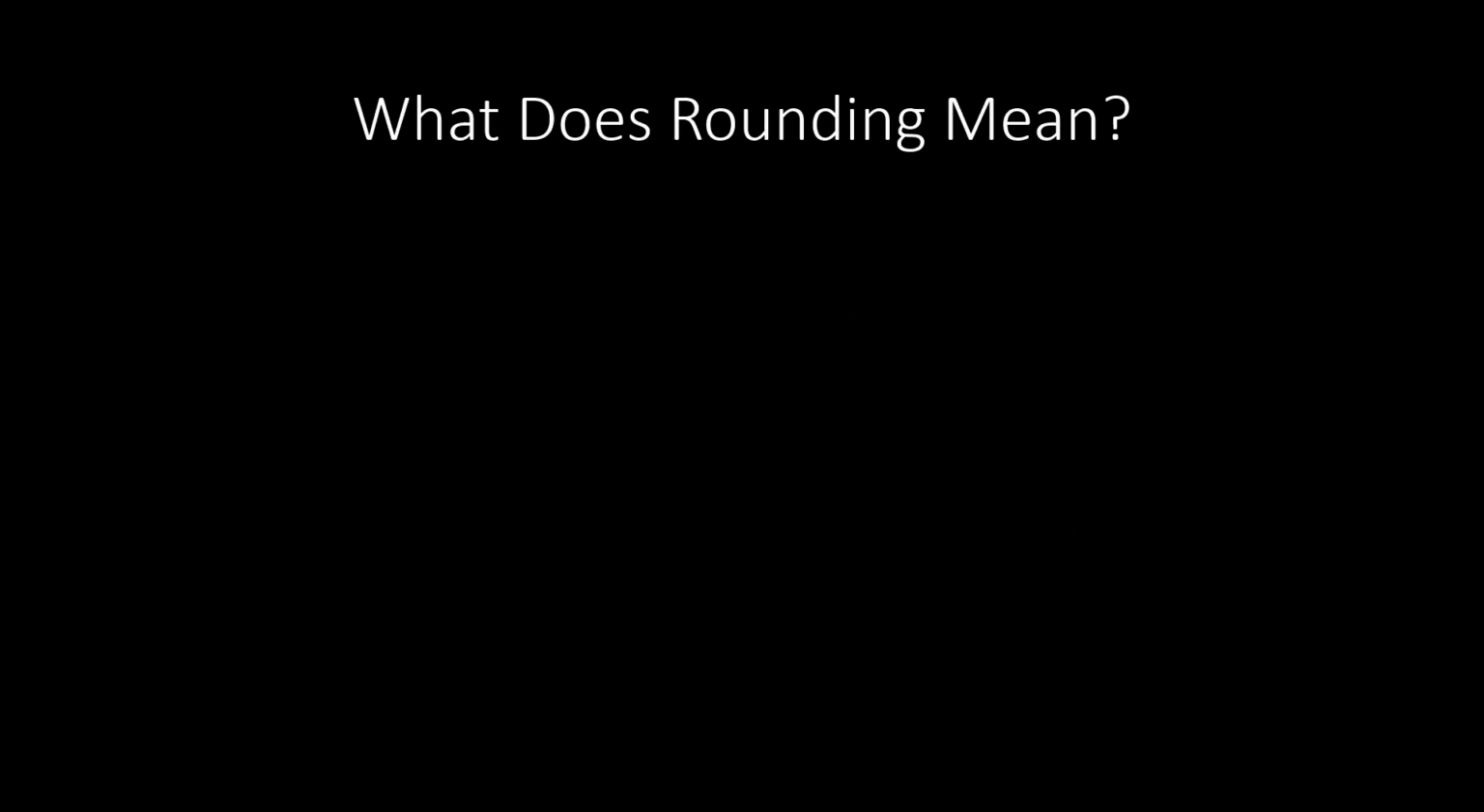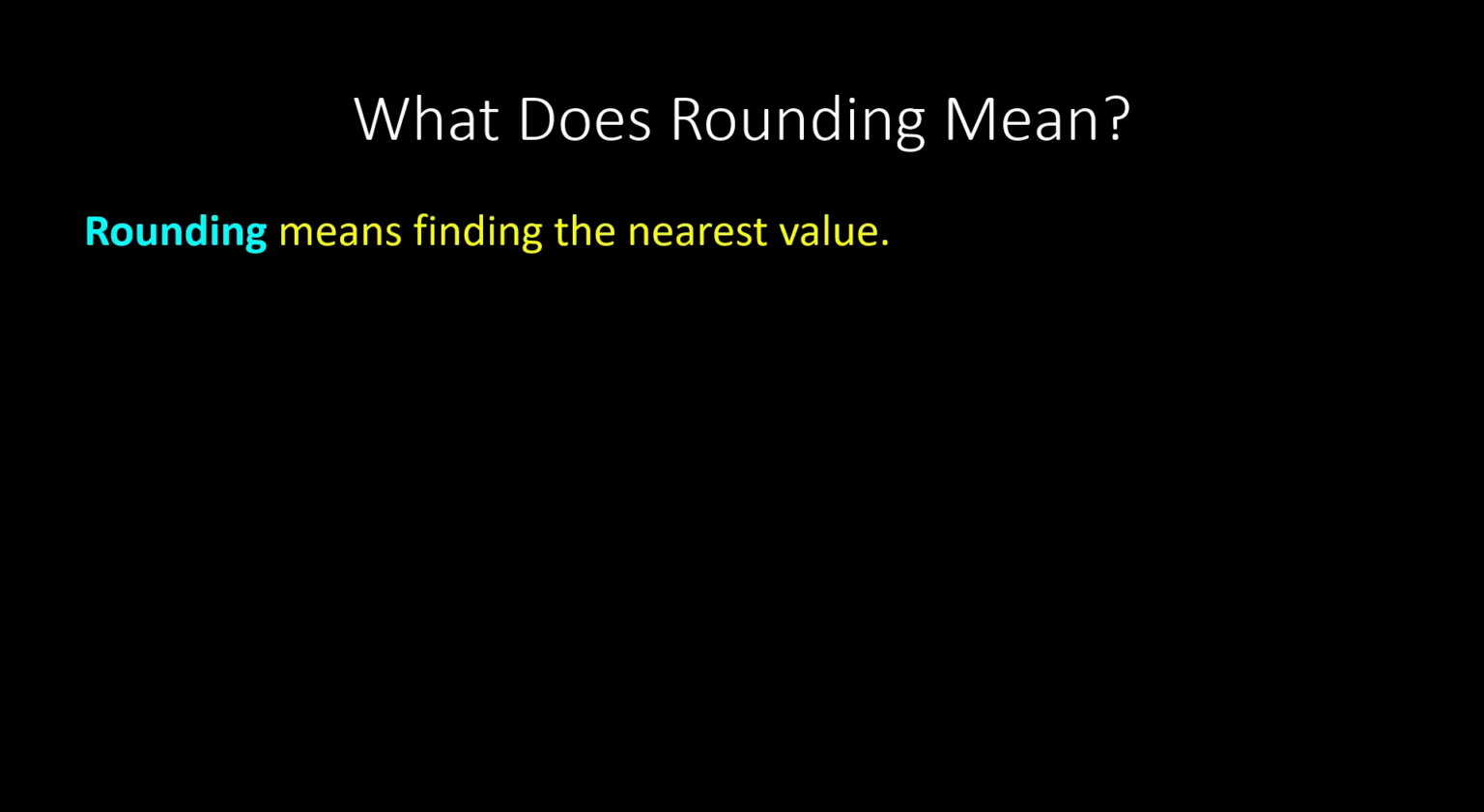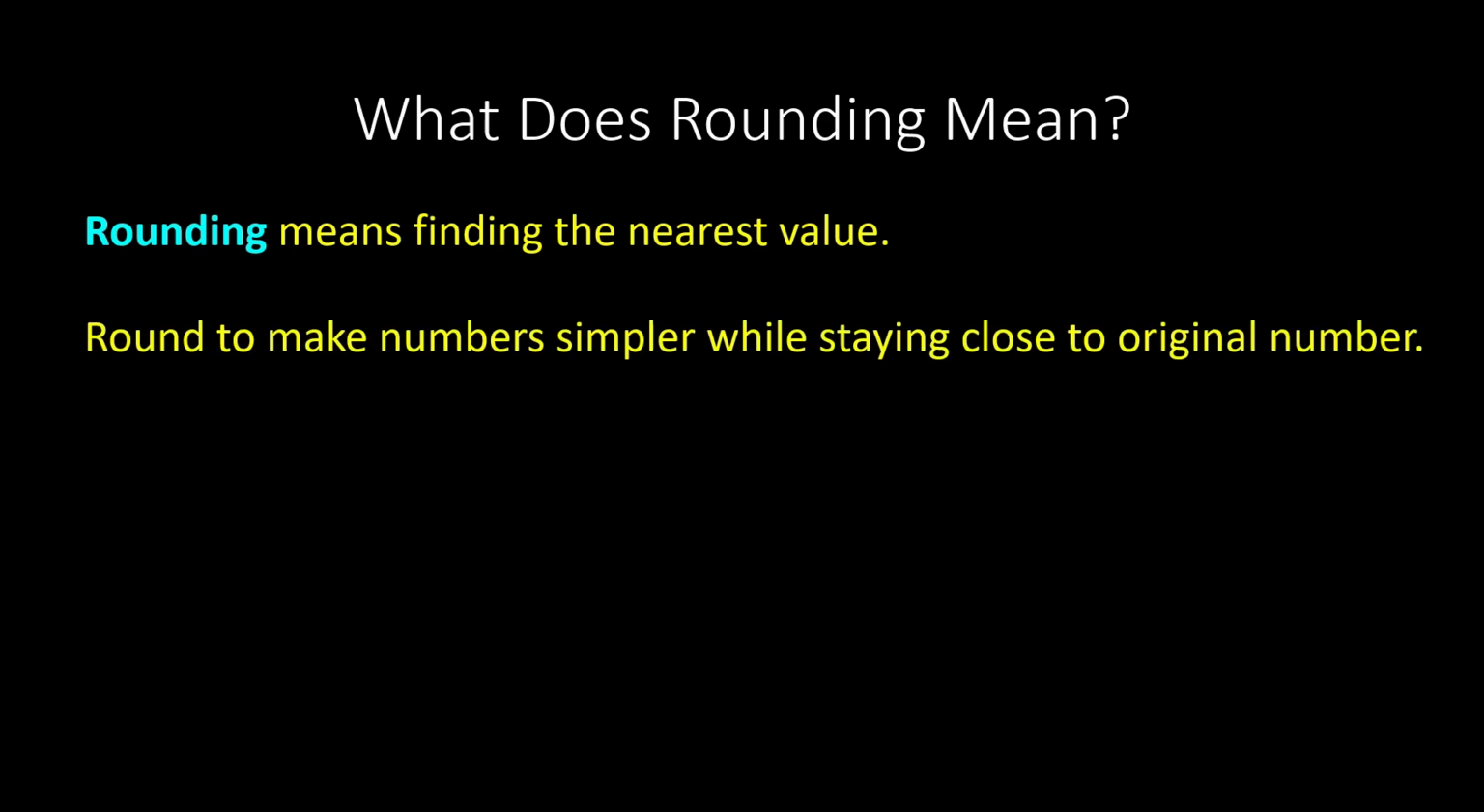What does rounding mean? To round a number means to approximate the number to a given value. When we round, we replace a number with a nearby number that is easier to work with. The rounded number is not exact, but it should be close to the original. So essentially, rounding means finding the nearest value. And we round to make things or numbers simpler while staying close to the original number.